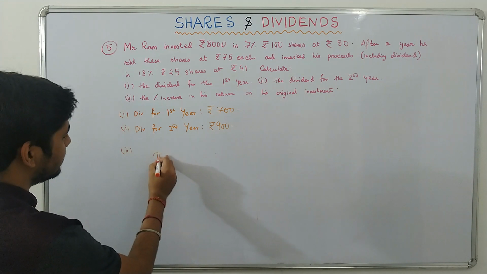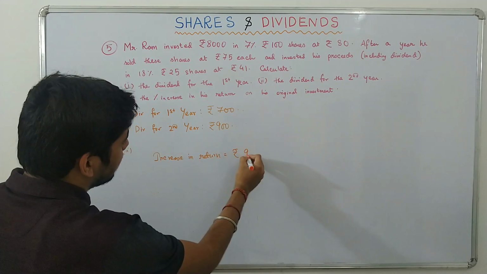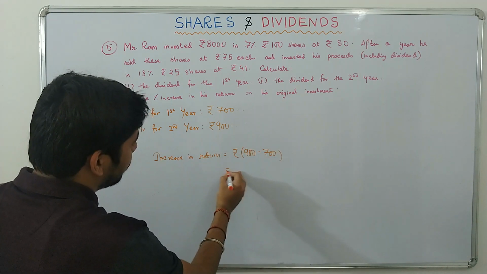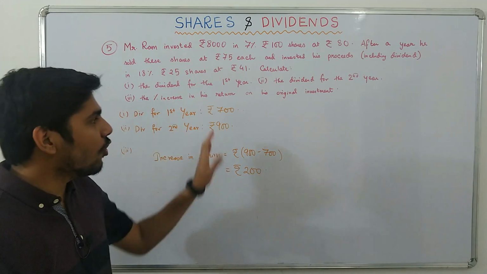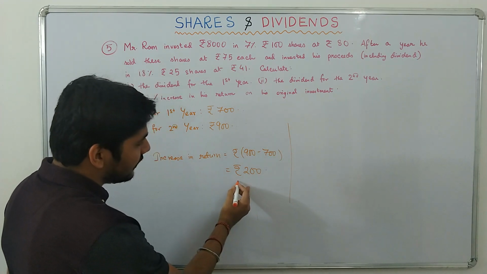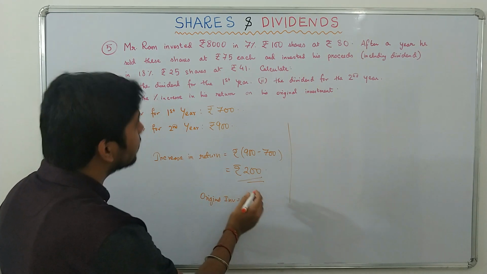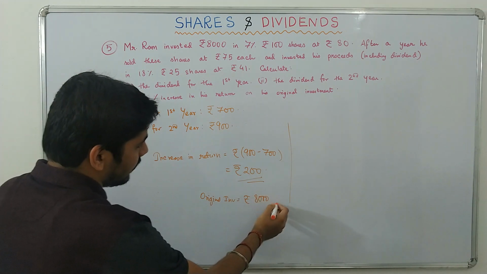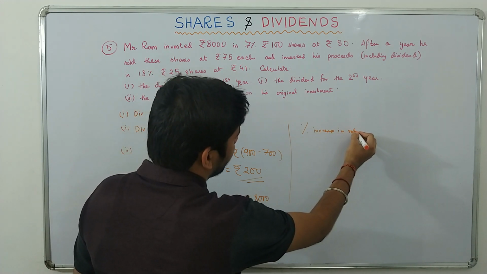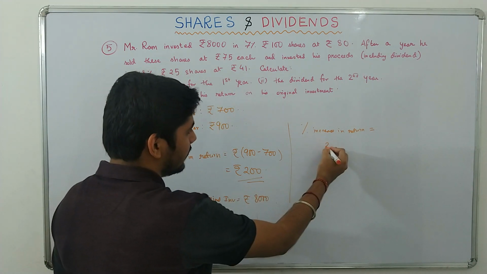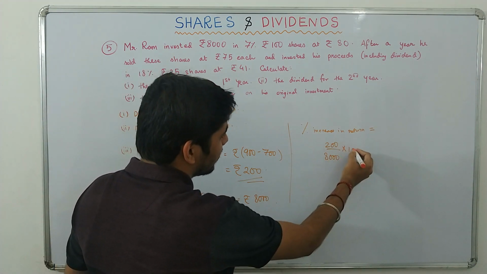So let's calculate the increase in return. So increase in return is equal to rupees 900 minus 700, which is equal to rupees 200. Okay, you have to calculate the percentage increase in his return over his original investment. So his increase in return is 200. His original investment, as we can see over here, is rupees 8000. So the percentage increase in return will be equal to this 200, the increase in return, divided by his original investment, which is 8000, into 100%.